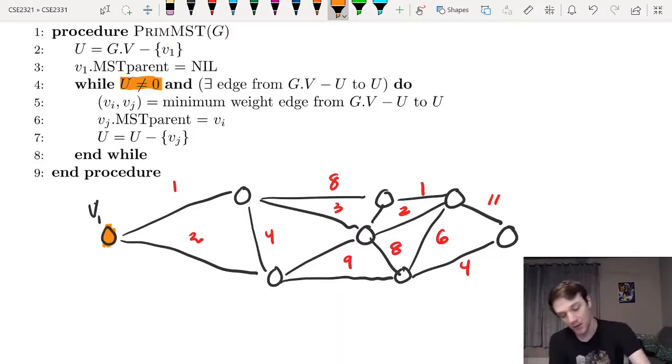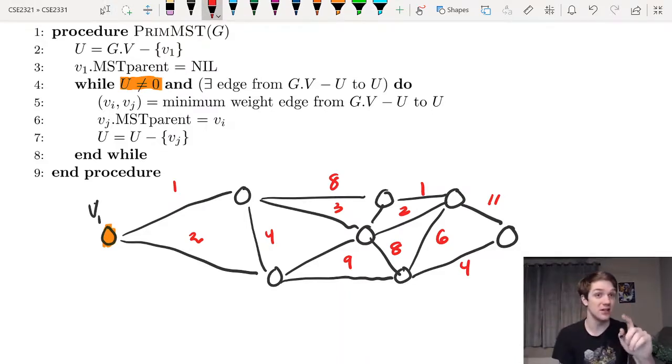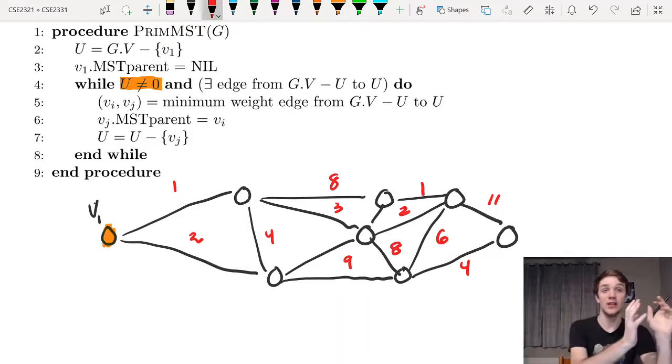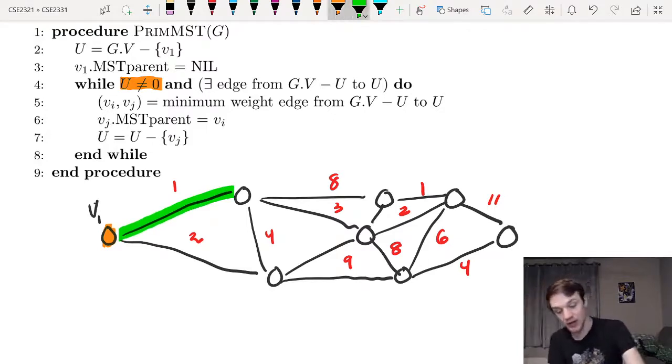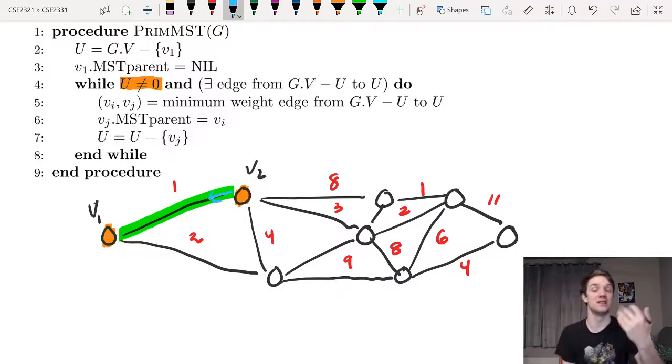So while we still have vertices to add, and we can add those vertices, we're going to do something. What are we going to do? Well, we're going to pick the minimum weight edge, the greedy decision, from the orange to the white. So here, the edge I would choose would be the edge there that has a weight of 1, and then I would add this node, let's call it V2 because we haven't named them yet, and set its parent to be V1. So some way we designate that it has a parent in this minimum spanning tree. We repeat this until we've created the entire minimum spanning tree.